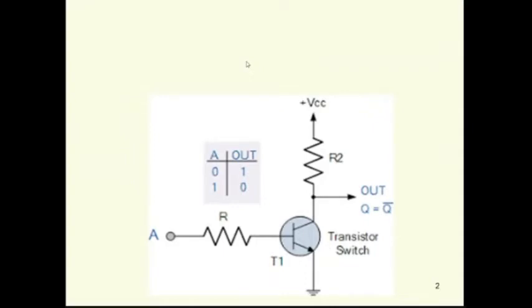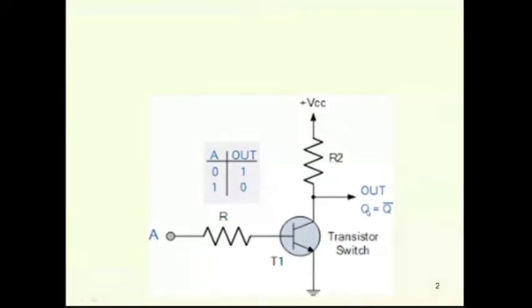Why? Because there is no voltage divider bias, there is no collector to base bias, it is not biased. So if the transistor is not biased, as we all know, it works in the cutoff region and saturation region. Here you can see the input to the transistor is A, and the output of the transistor is Q.